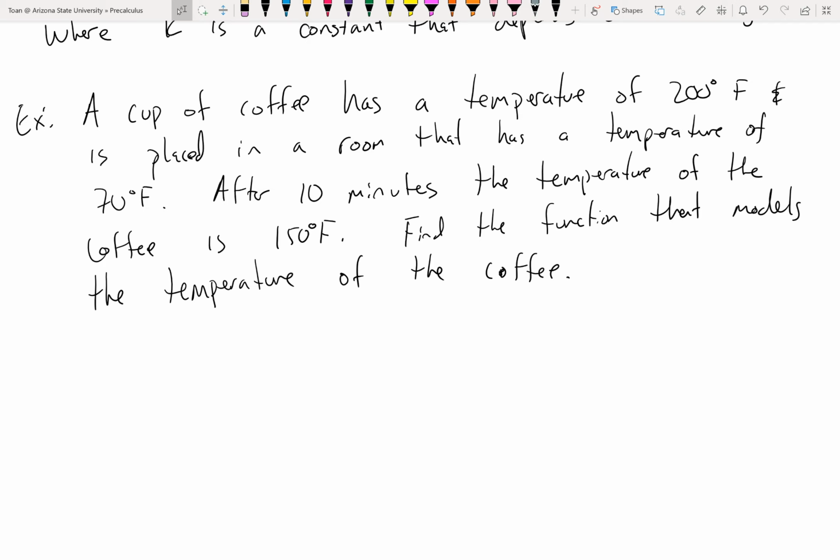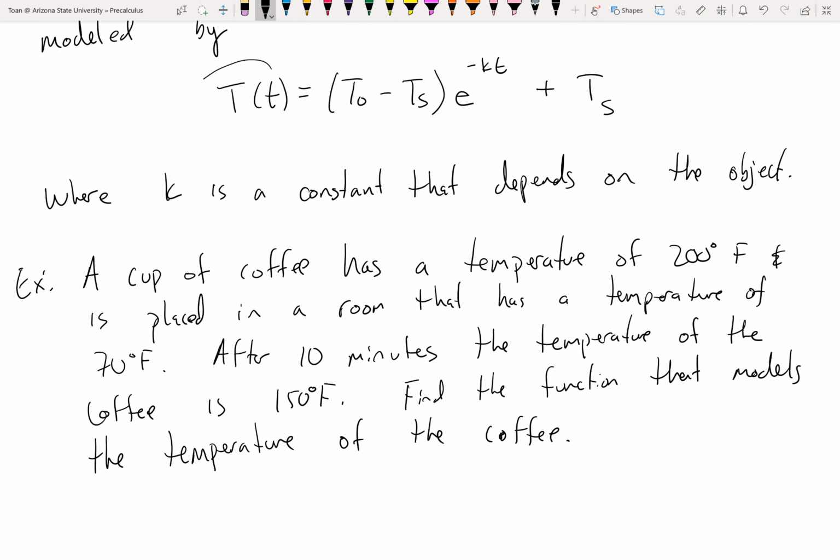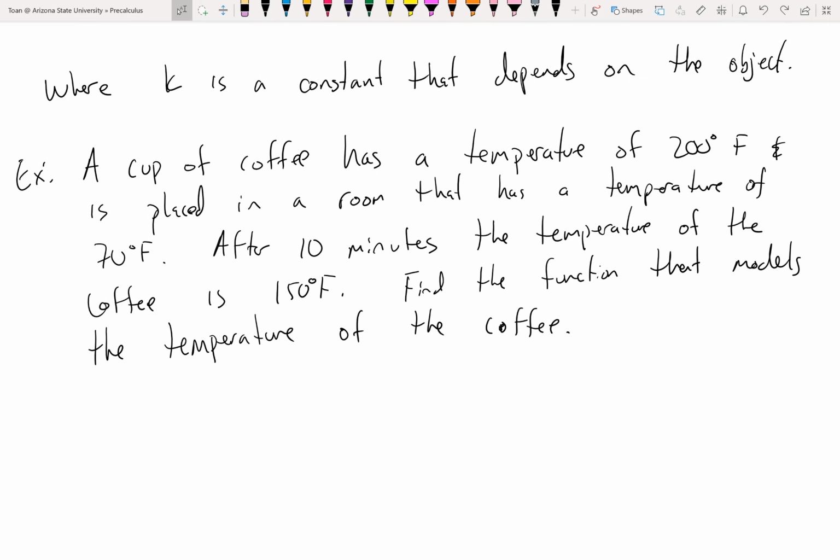So our final answer should be a complete formula. And again, just like before, your complete model should only have the variables T of t and the little t. Everything else we need to put numbers in. So let's go ahead and do this. The first thing we need to do is just figure out what information they give us. A cup of coffee, I'm going to start reading from the beginning. A cup of coffee has a temperature of 200 degrees Fahrenheit.